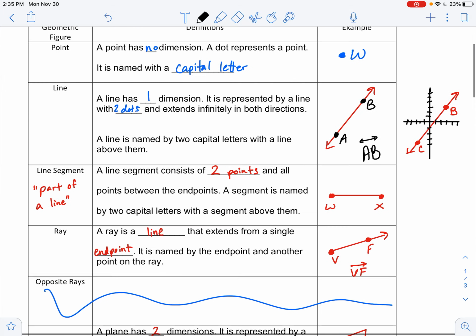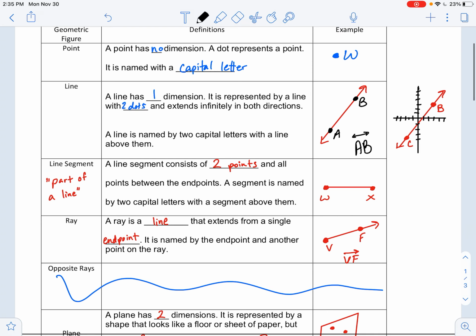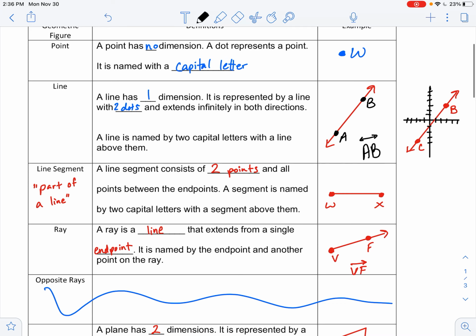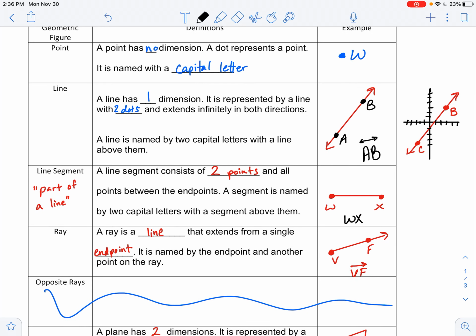Zoom out again. And let's look at our line segments and our rays. Our line segments, it's just part of a line. It's only a little piece of it. It's those 2 endpoints, just like a line, and all the points between them. So it's not going to extend forever. It's going to have 2 stopping points, in this case W and X. So I have 2 points, and to name it I would say WX or XW, really doesn't matter. So I could name this XW, and then to tell my readers that it's a line segment and not a line, remember earlier we drew a line above our line, we're going to draw a line segment above our line segment.